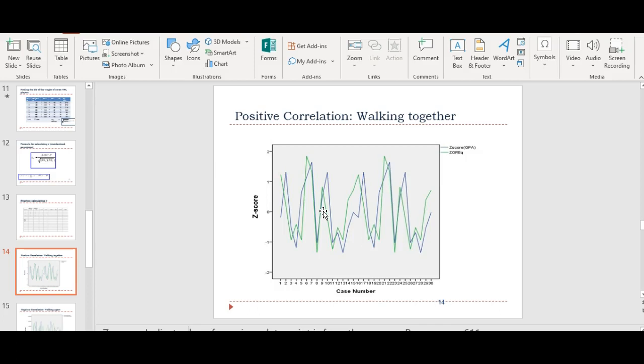To the extent that it is exactly perfect like that, where it rises by the same amount, we would have a perfect correlation of 1, and that is positive 1 in this case. This is a case of two variables walking together. We can see that as one decreases, the other decreases with it for the most part. And the opposite, as one variable increases for a given person, we would expect the other variable to follow it.